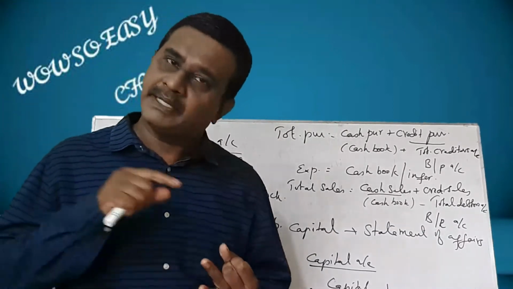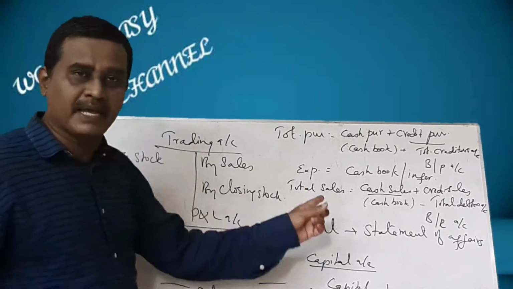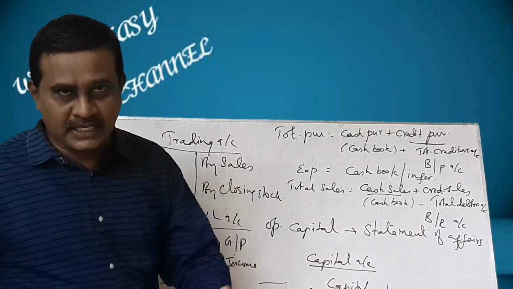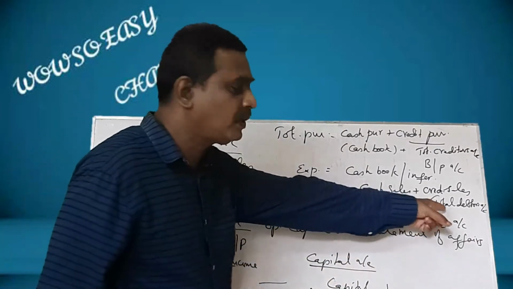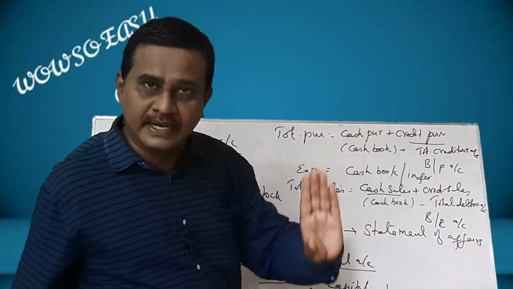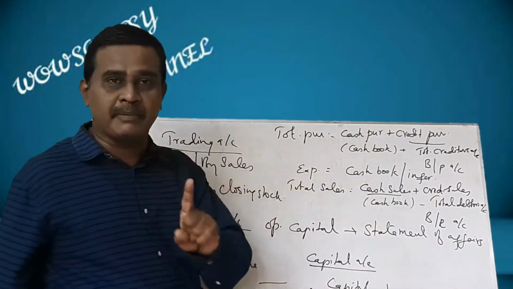Cash sales plus credit sales. Cash sales can be had from the cash book itself. Credit sales, you have to prepare one account called the total debtors account and find out the credit sales. Here also you have to remember one thing.